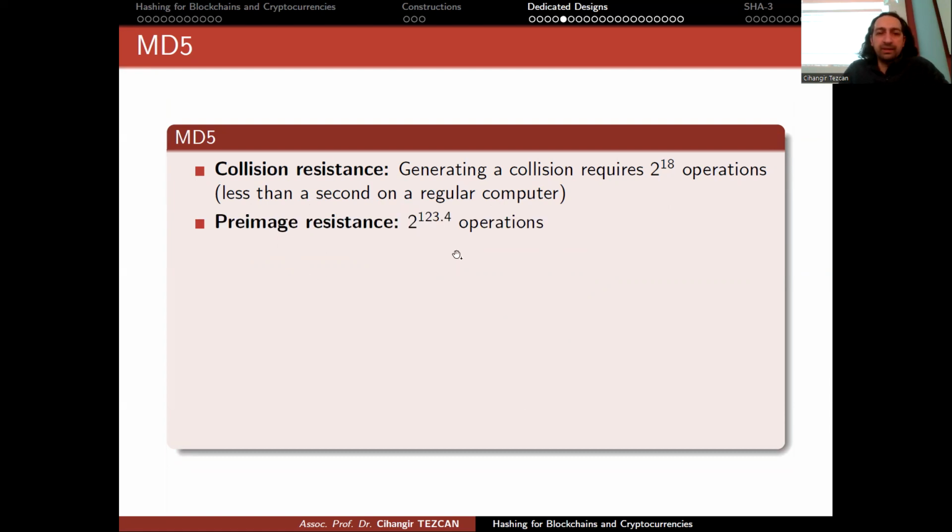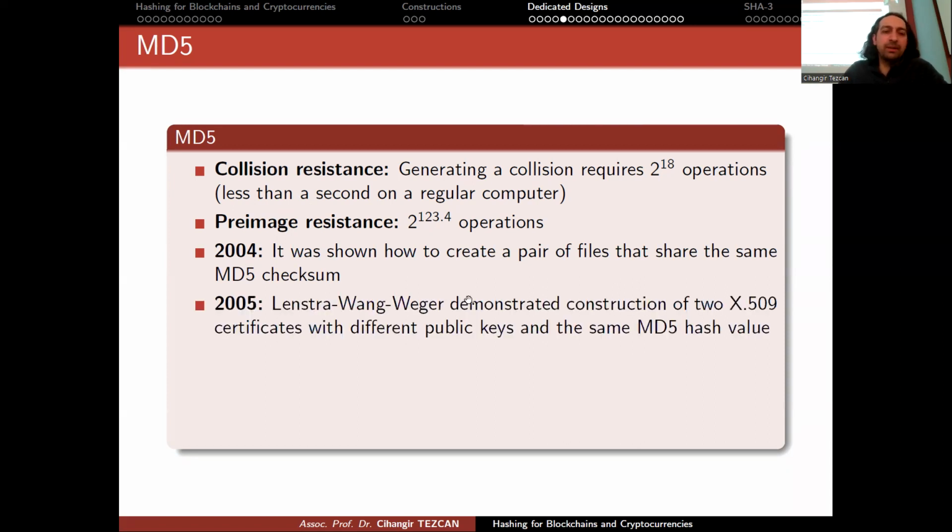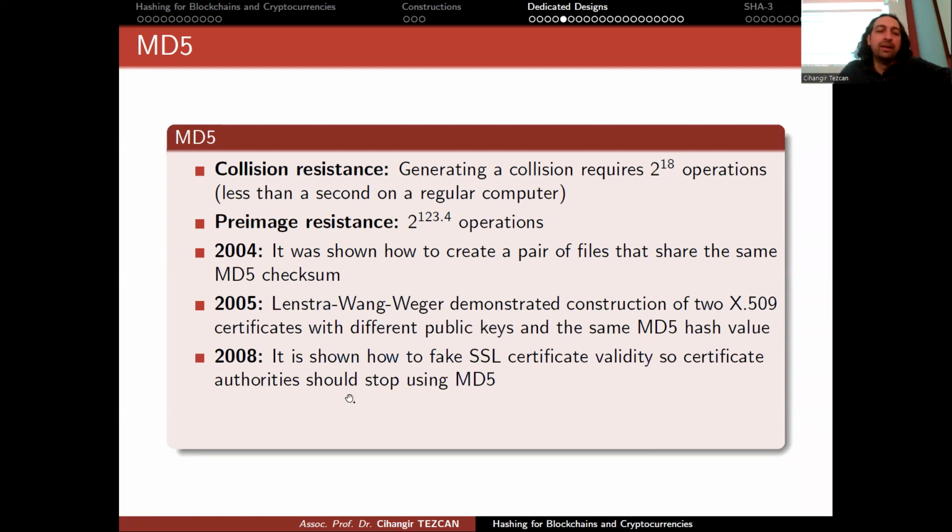There are preimage attacks, which require 2 to the 123 operations. As you can see, this is faster than brute force attacks. So in 2004, it was shown how to create a pair of files that share the same MD5 checksum. In 2005, Lenstra, Wang, and de Weger demonstrated construction of two X.509 certificates with different public keys and the same MD5 hash value. In 2008, it was shown how to fake SSL certificate validity.